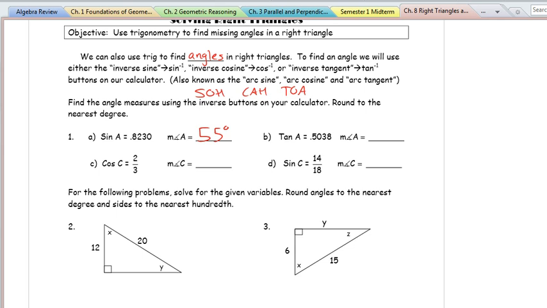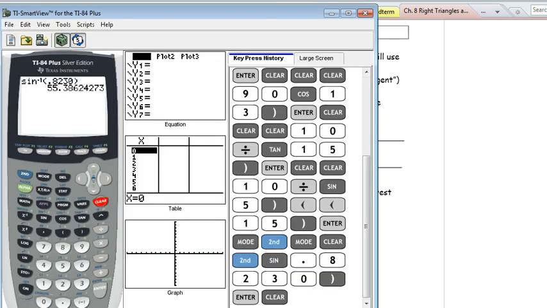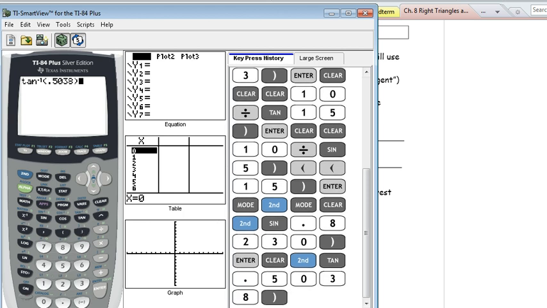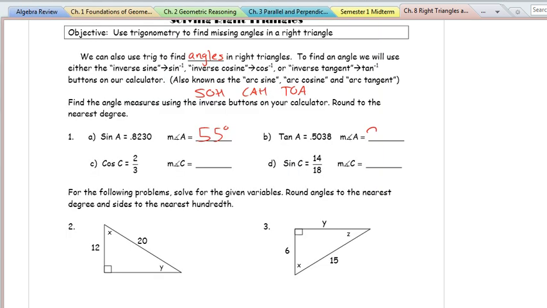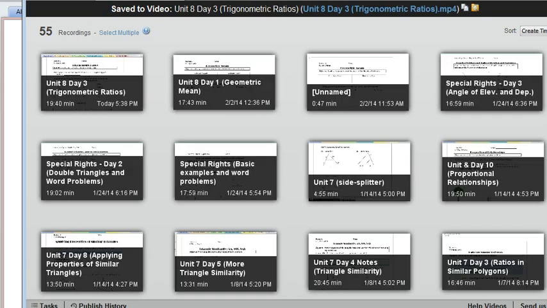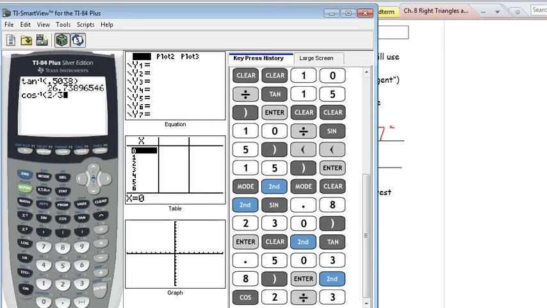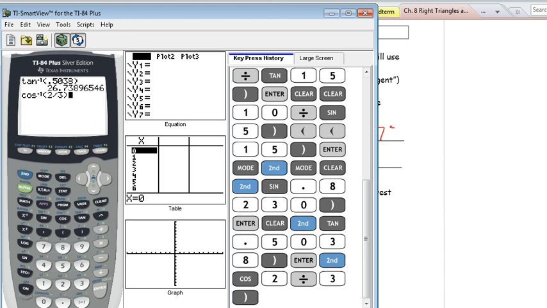If we did letter B, tan of A equals 0.5038. Okay, so let's go ahead and do this. So we would do second tan of 0.5038, and again, we're just getting practice here, and it's going to pop out 26.7, which tells me to go to the nearest degree would be 27 degrees. Cosine of 2/3, we can still do that, so we're going to do the inverse cosine of 2/3. That's still a ratio, it's just not in decimal form. That's okay, that's what we're actually more used to. So we get about 48 degrees.